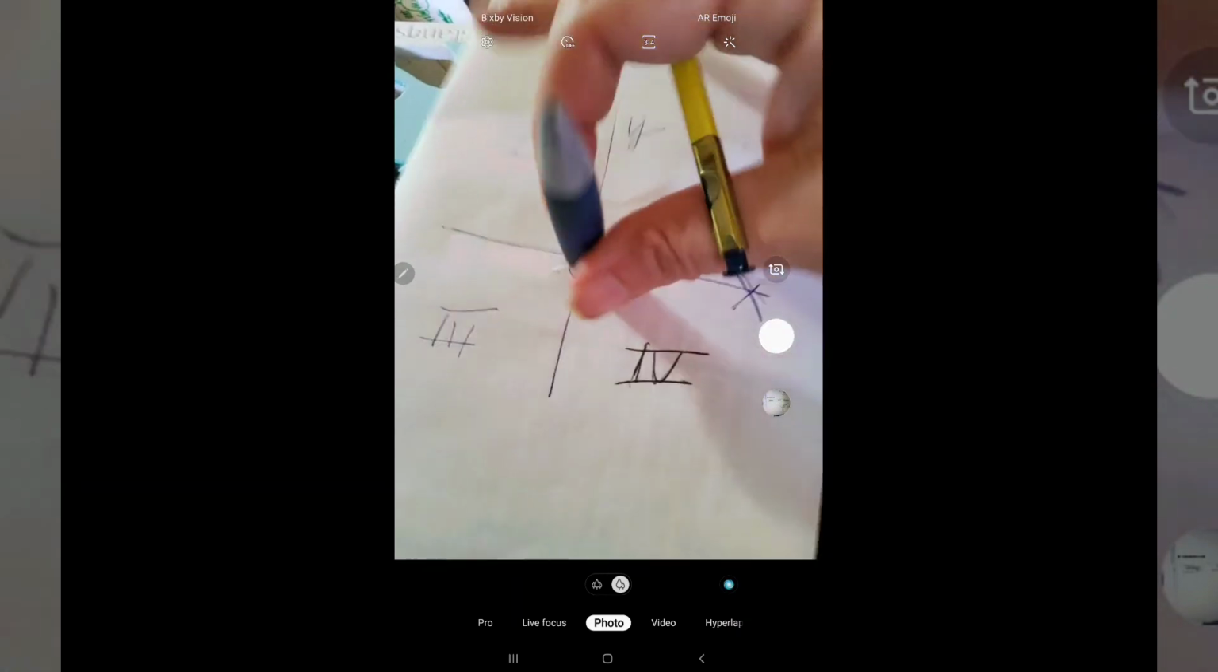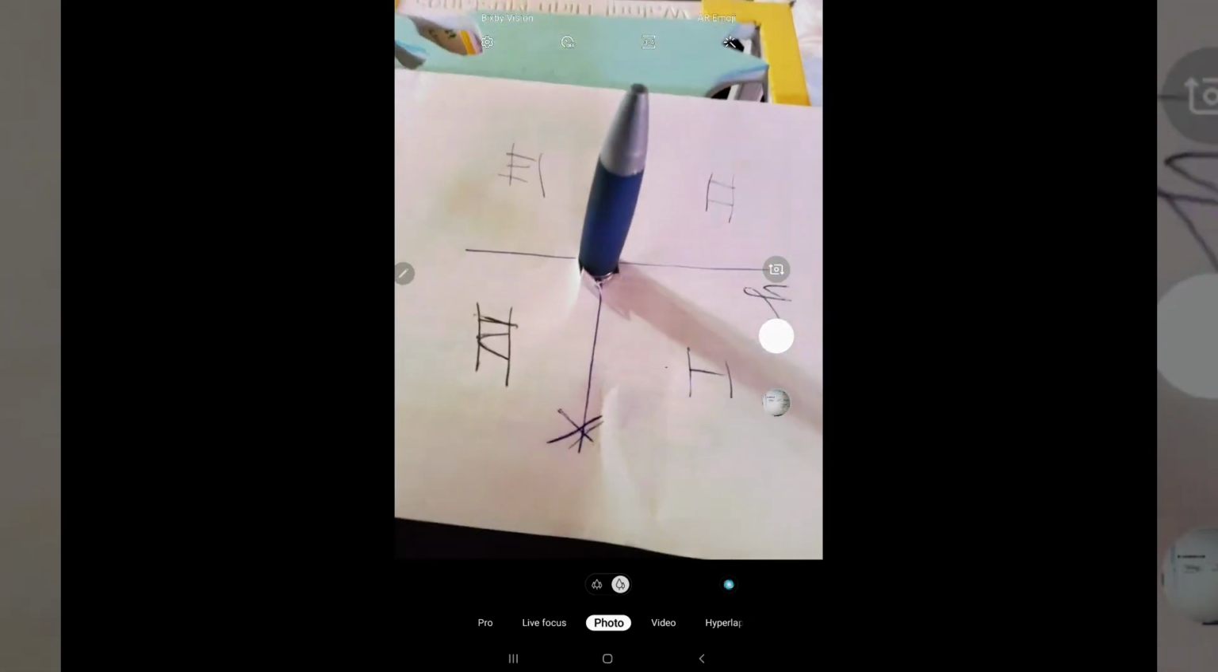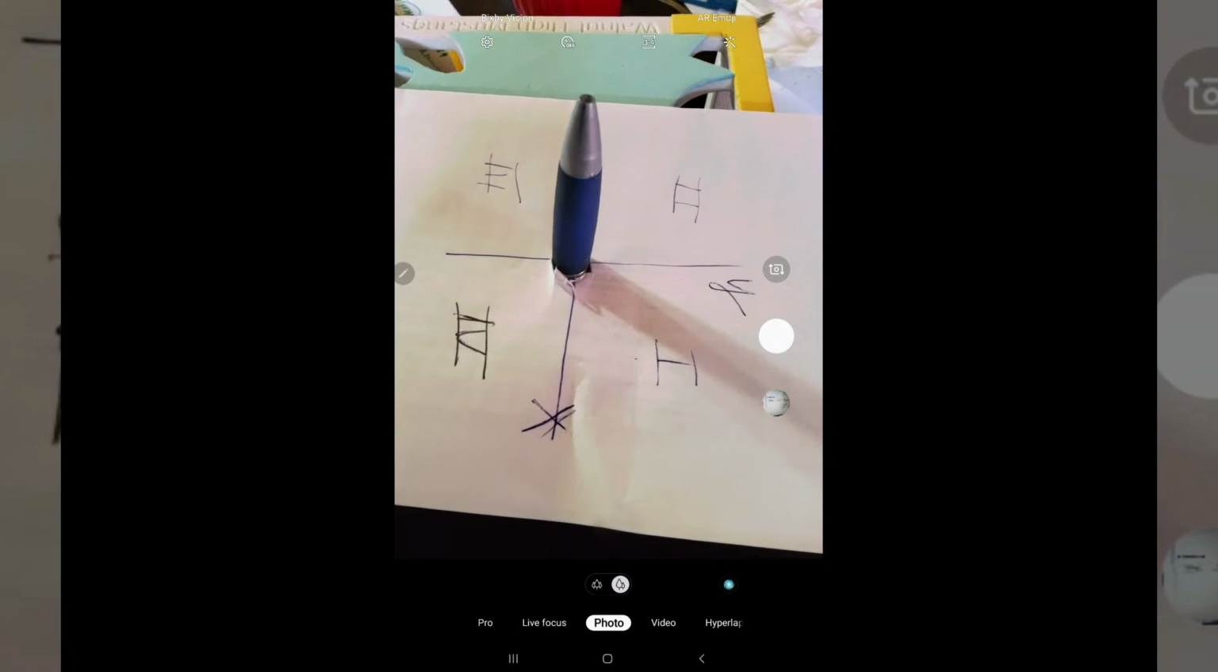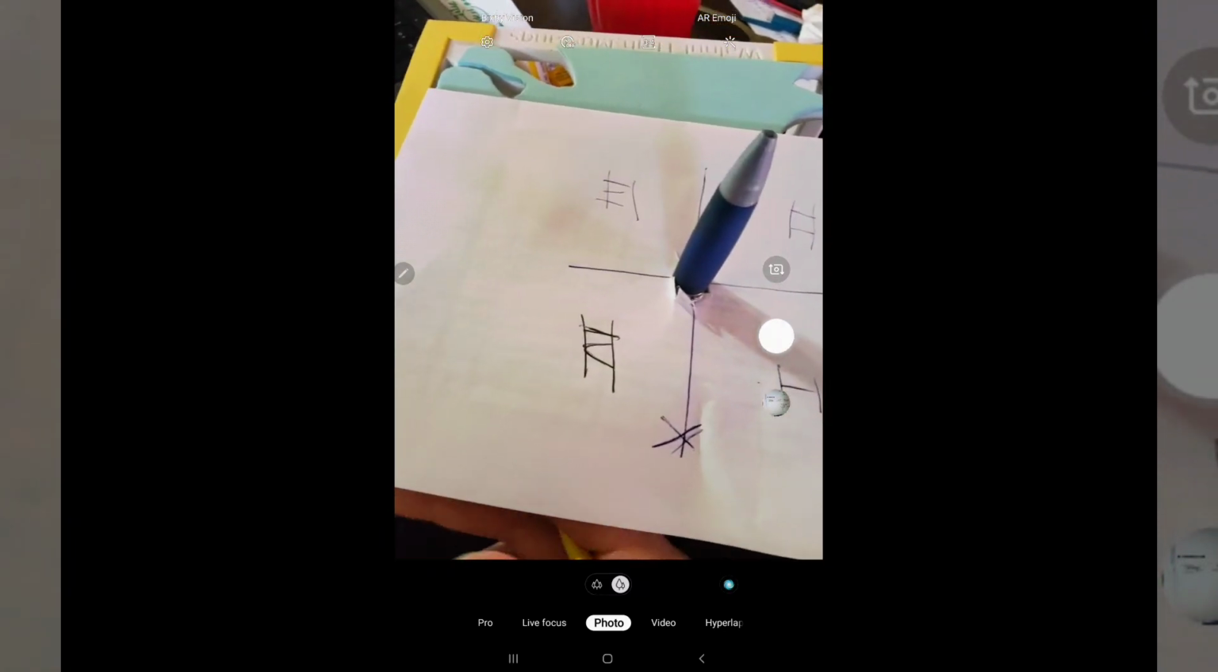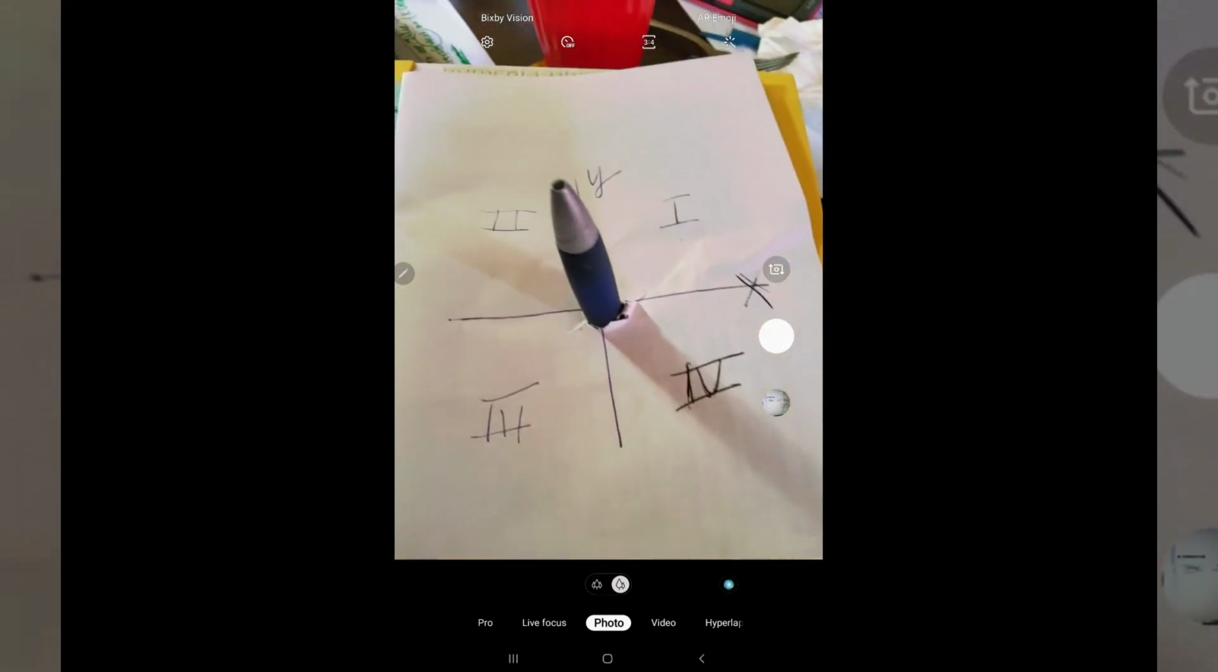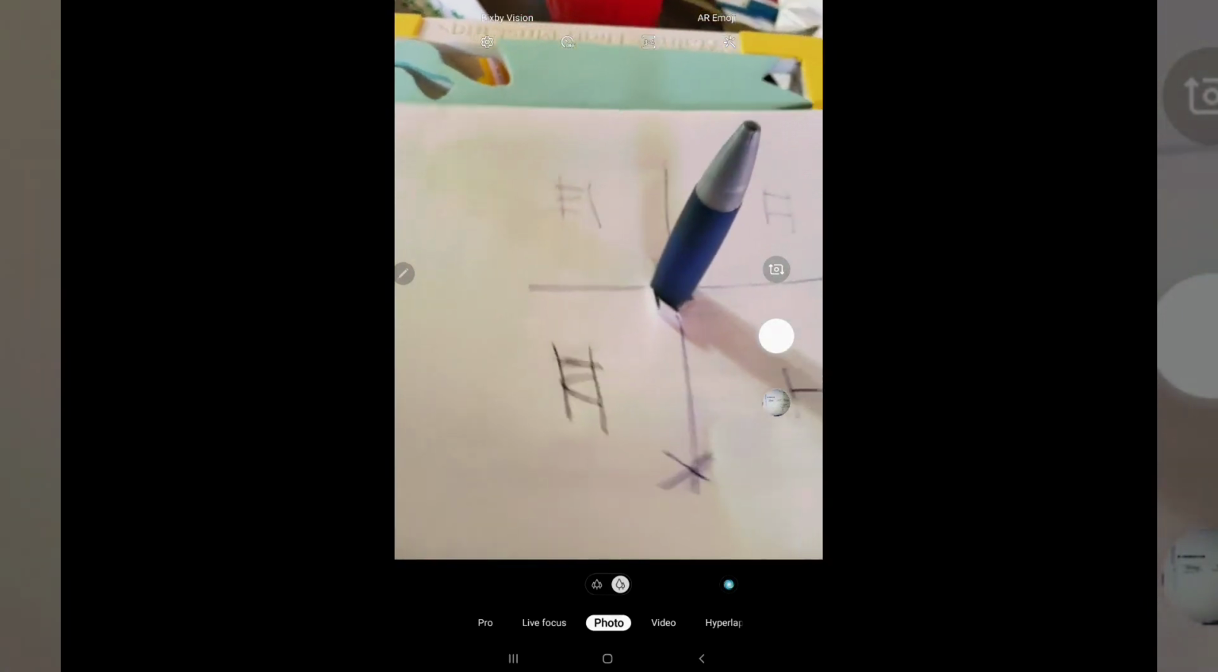Let me show you how to draw a point and not just find the octants. So let's go back here to OneNote.